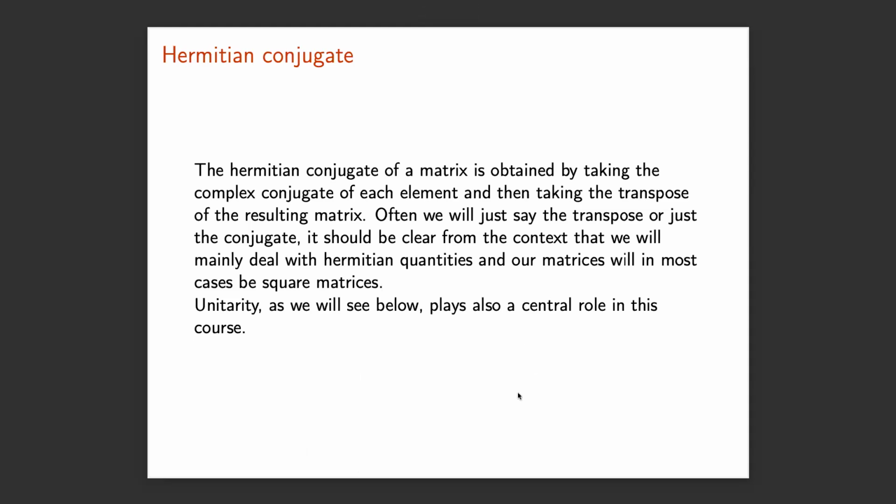This is just to remind you about some properties here. And instead of orthogonal matrices, we will normally deal with unitary matrices. Okay? As I said here, the Hermitian conjugate of a matrix is obtained by taking the complex conjugate of each element and then taking the transpose. And often I will just say the transpose or just the conjugate. But hopefully from the context, it's understandable what I mean. So the longest phrase here is actually the correct one, but then we are humans and we try to shorten things.